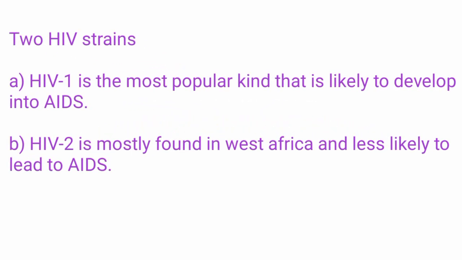There are two HIV strains. While we only know it as HIV, there are two predominant strains of it found throughout the world. HIV-1 is the more popular kind that is likely to develop into AIDS. HIV-2 is mostly found in West Africa and is less likely to lead to AIDS.